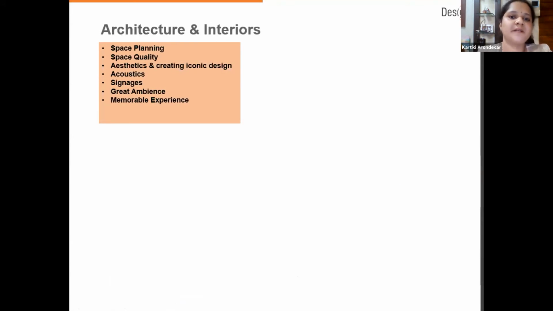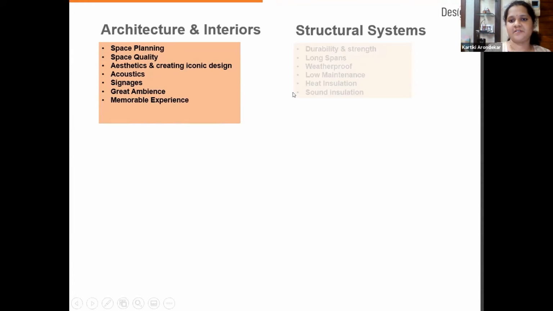So how architecture goes into the sports planning is about space planning, quality, aesthetics, creating an iconic design, acoustics, signages, great ambience and memorable experience. In hand, we have structural systems where we need to be careful about durability and strength, long spans, weatherproof, low maintenance, heat insulation and sound insulation in case of arena roofing, indoor hall roofing.